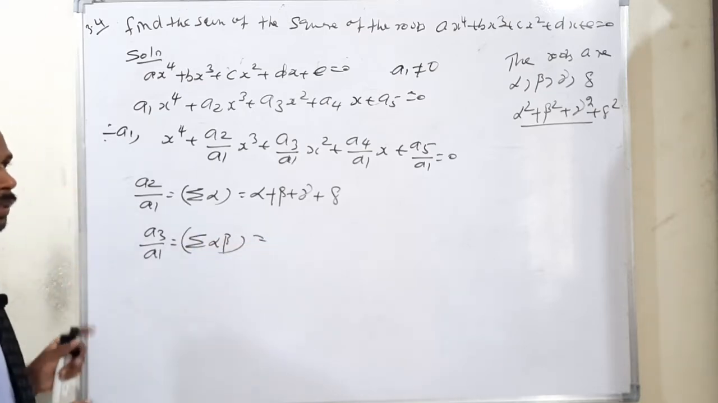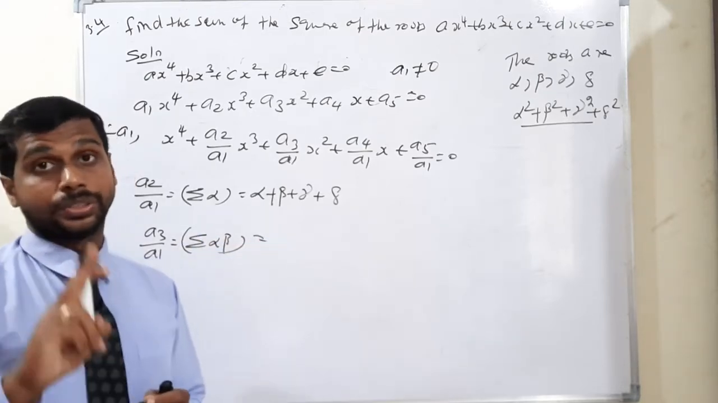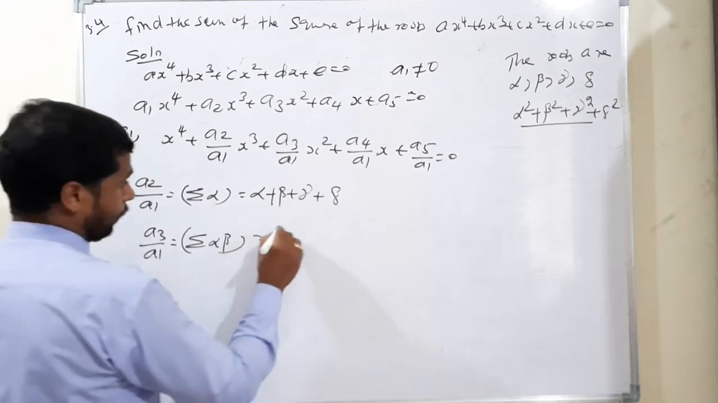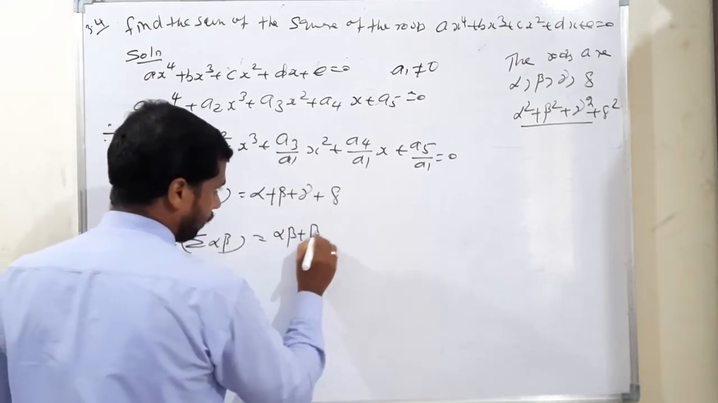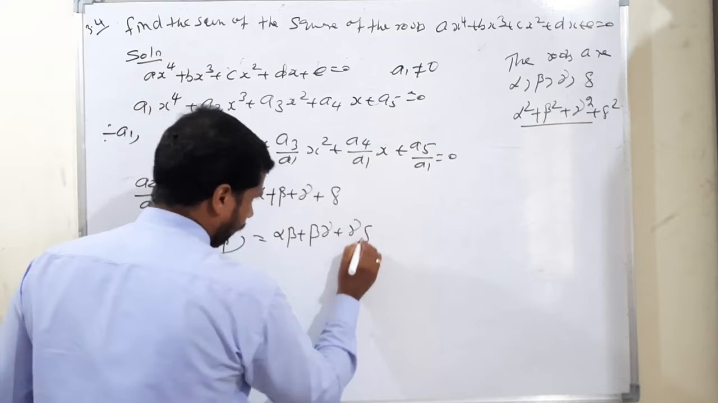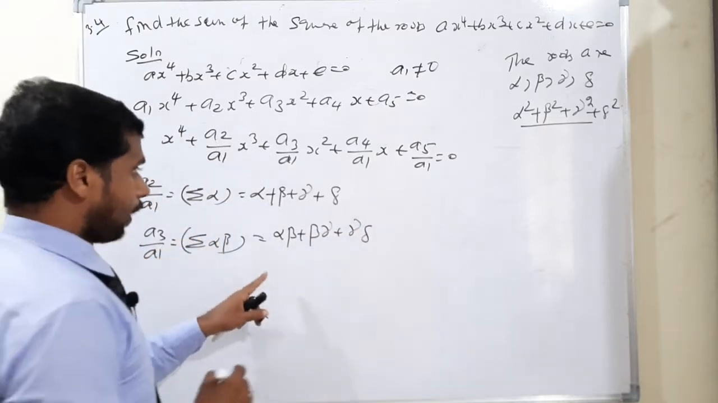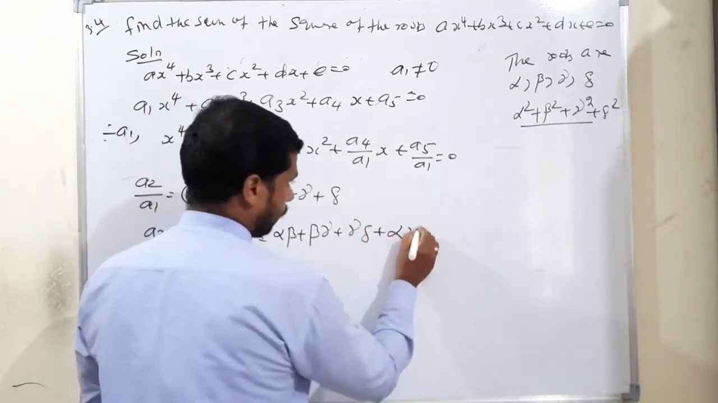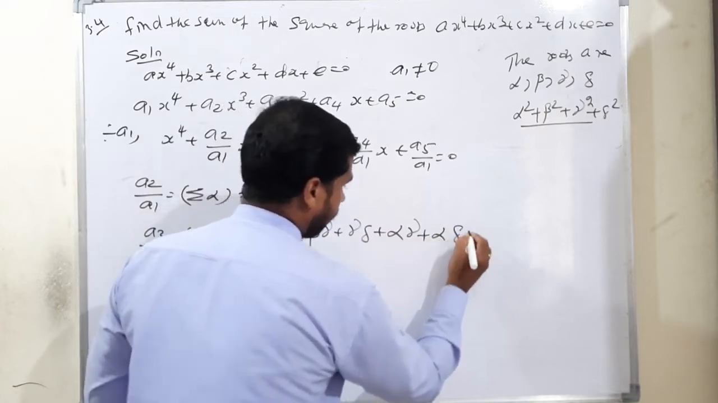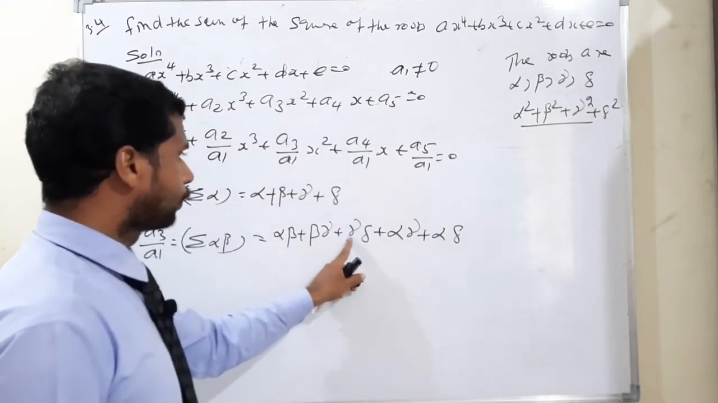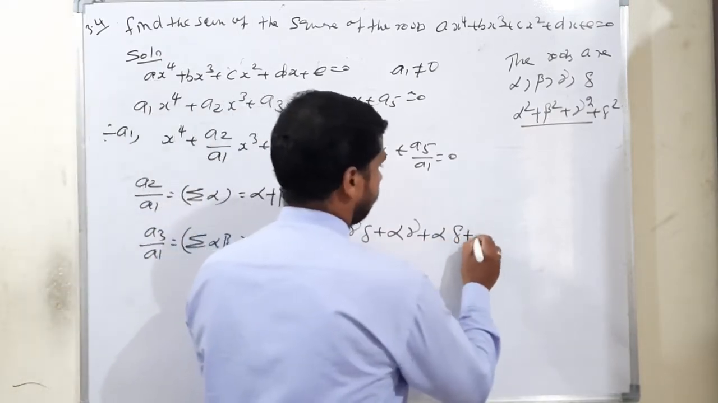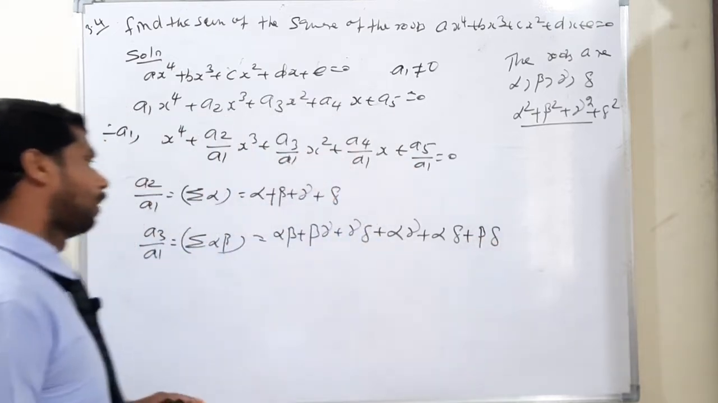Summation of alpha beta means sum of product of the roots taken two at a time. Taken two at a time means alpha beta, then beta gamma, then gamma delta, then alpha gamma, then alpha delta: 1, 2, 3, 4, 5. The last one, beta delta.